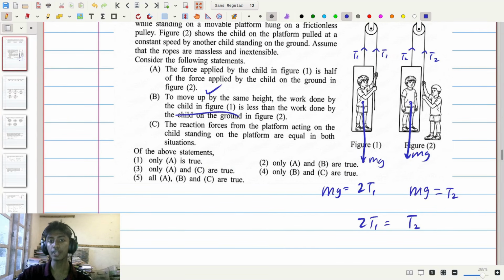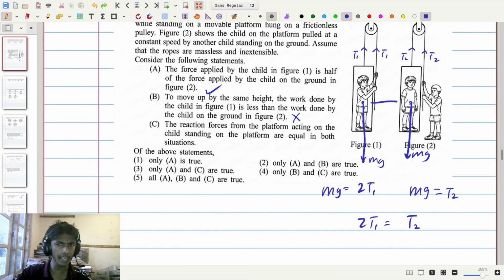Now moving on to B, B says, to move up by the same height, the work done by the child in figure 1 is less than the work done by the child on the ground in figure 2. Now this statement is wrong, because if you consider moving up by height h, both of these children will have to apply a total work done of mgh. Potential energy must be conserved as we move up. So therefore, the energy expelled by both of these ones, as in the work done, must be equal in moving up by the same height h.